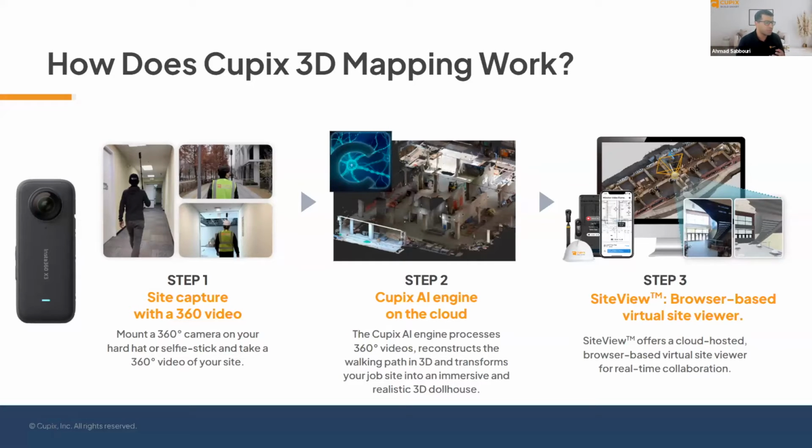And that's how the synergy with Cupix works. Because we also operate in 3D, we do provide our users a 3D mapping option that is super easy to get. So as you can see on my screen, step one, you'll be utilizing an off-the-shelf 360 video camera, similar to the one that you're looking at here.